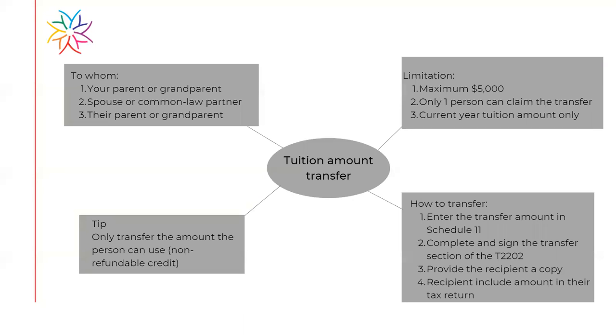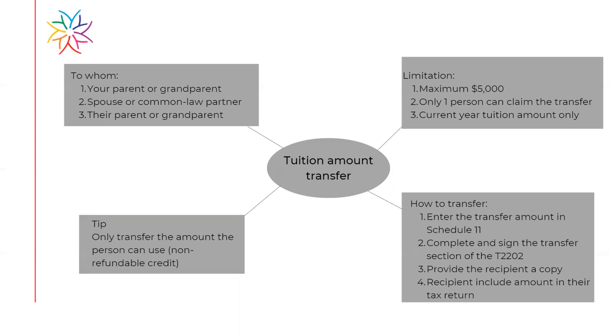If you decided to transfer your tuition amount instead of carrying it forward for future years, please note that you can only transfer the amount to your parents or grandparents, to your spouse or common law partner, or to their parents or grandparents. The maximum tuition amount you can transfer is $5,000. Since the tax rate applied on the tuition amount is 15%, your transfer can lower their tax payable by up to $750. That is $5,000 times 15%. Please also note that you can transfer your tuition amount to only one person each year, even though that person can be different year over year.